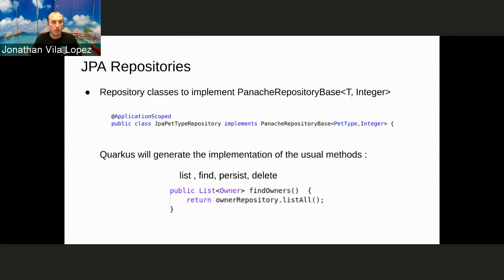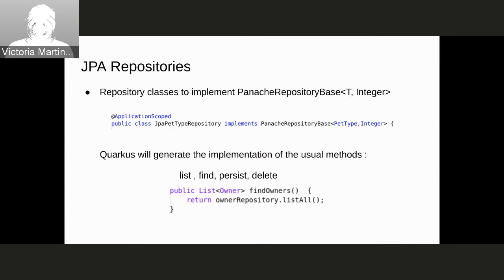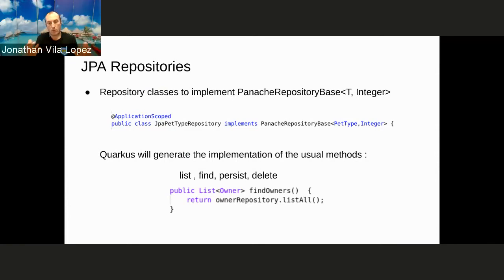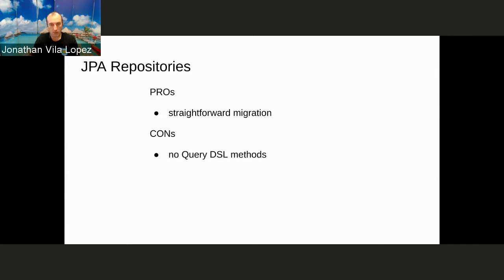Regarding JPA repositories, well, it's a matter of implementing the Panache repository interface. In this case, I went for Panache repository base just for the difference on the identity class for the entities. In one place is integer, in another place is long. So in order to make it standard, I used integer. And that's it. Quarkus will generate all the methods that you need to handle all your entities. So it's very, very easy.